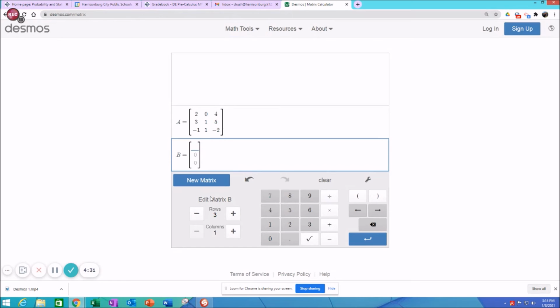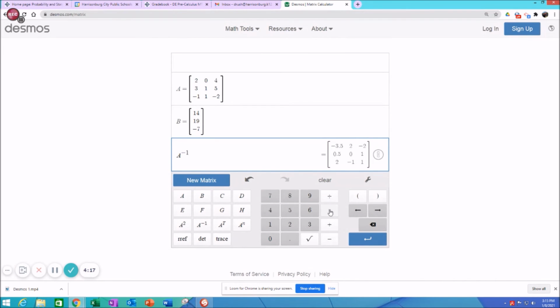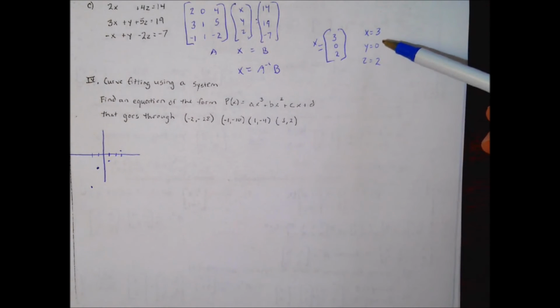Okay, so we wanted to do A inverse times matrix B, and we get our X matrix, which is our X, our Y, and our Z, are 3, 0, and 2. Okay, so from our matrix Desmos, we got x, y, and z.